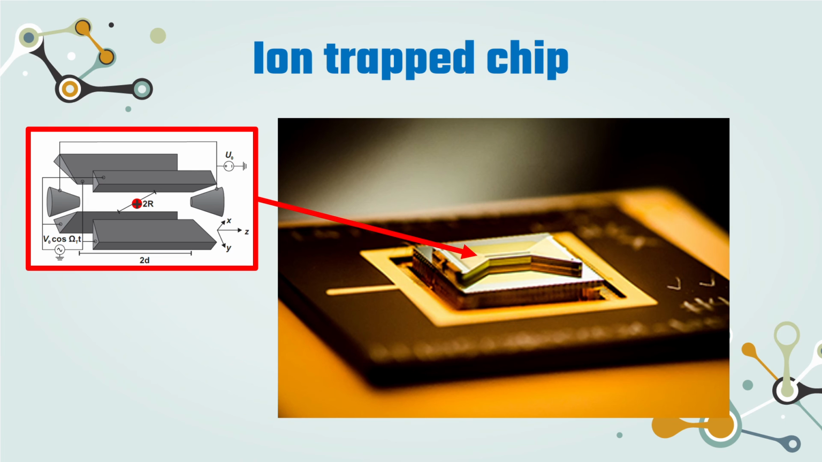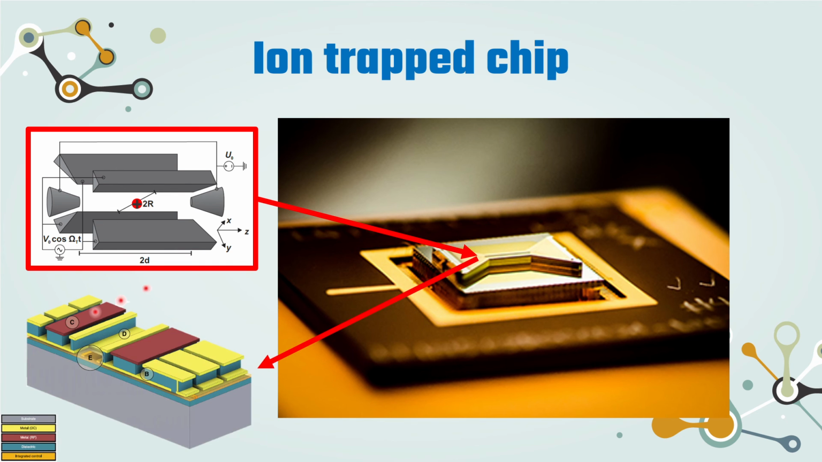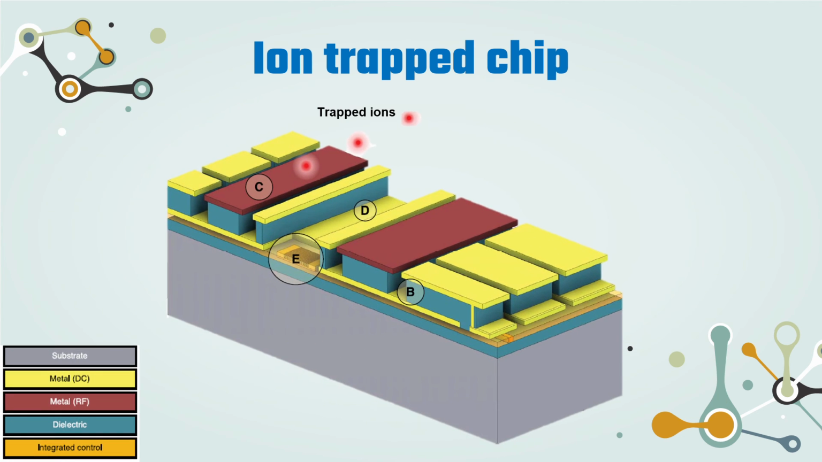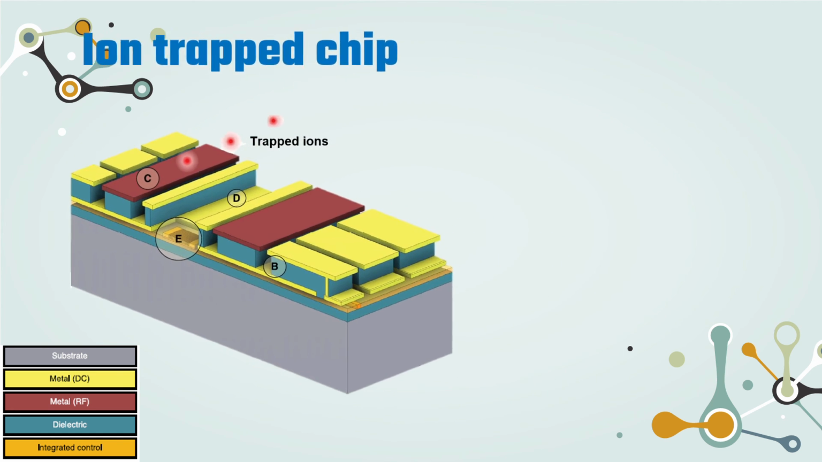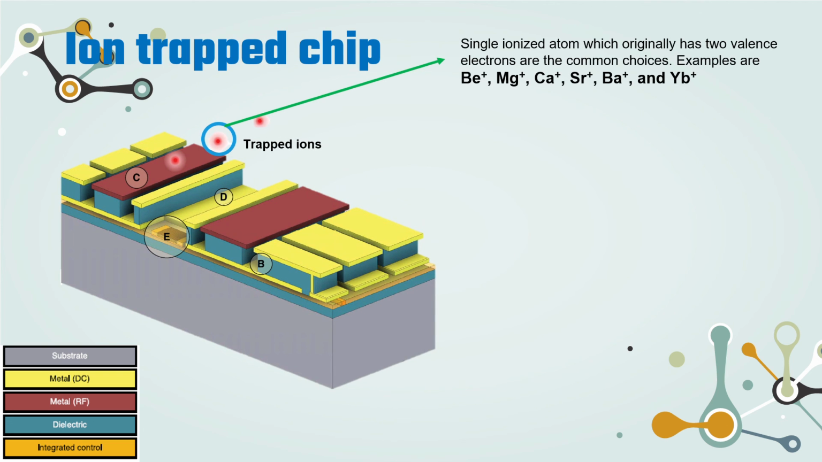The schematic of the ion trapping electrodes, which we saw earlier, can be extremely miniaturized into a microchip and it looks like this. The red metal will be the electrodes for radio frequency, and the yellow metal will be the electrodes for the positive direct current voltage source. They are placed on the dielectric material which is above the metal substrate. Singly ionized atoms which originally have two valence electrons are the common choices.